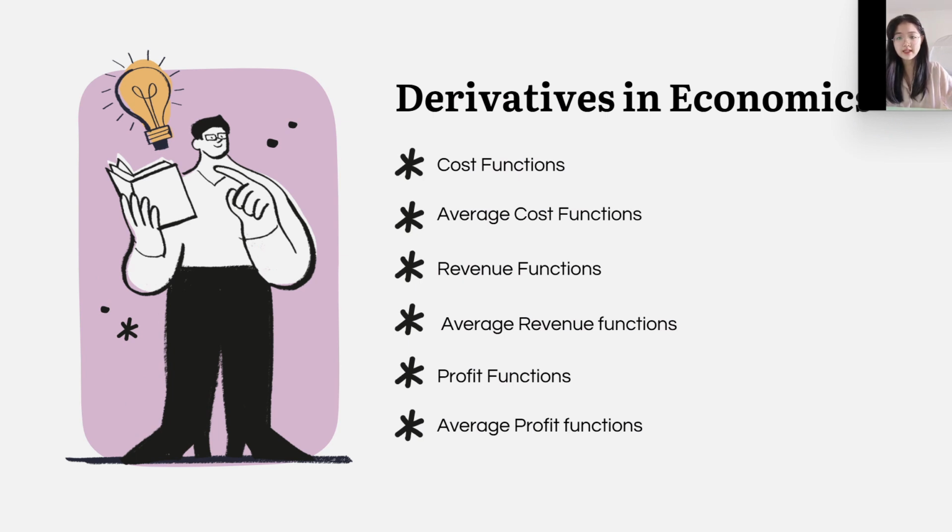There are many applications in economics. Today, we will focus on the 6 basic aspects: cost function, average cost function, revenue function, average revenue function, profit function, and average profit function.